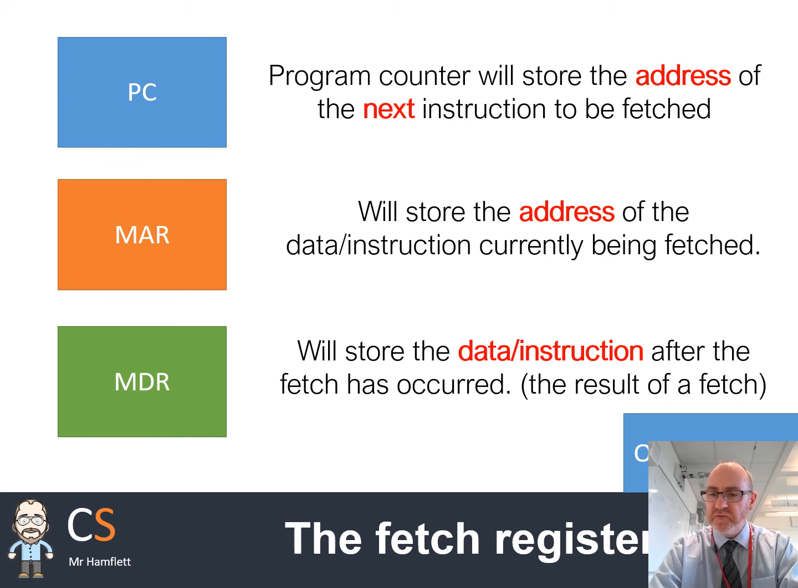So we've looked at 2 registers already, program counter and the accumulator. There are 2 others that we want to introduce. We have the MAR, which stands for Memory Address Register, and the MDR, which stands for the Memory Data Register. The program counter will always point to the next instruction. MAR will store the address of the instruction we're about to fetch. And finally, the MDR will store the result of a fetch. So when the instruction or data has been sent from RAM in CPU, it will automatically go to the MDR before being used further.